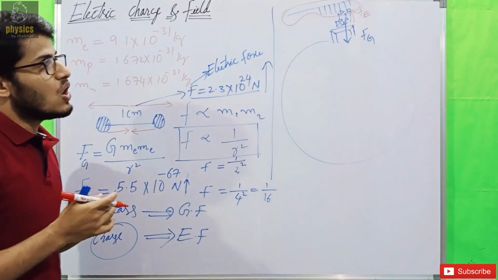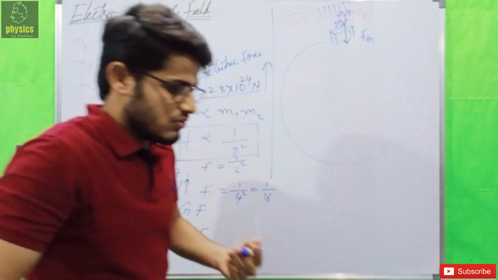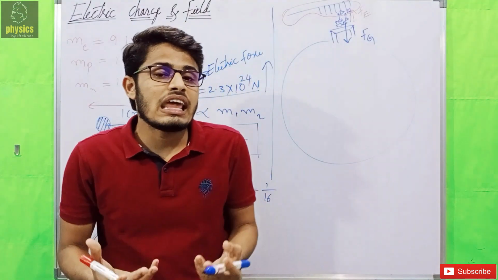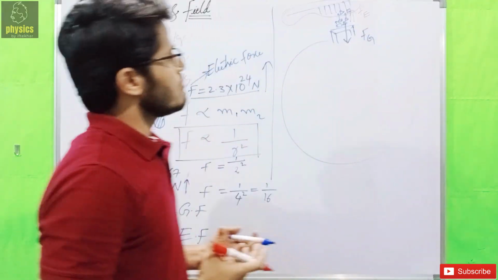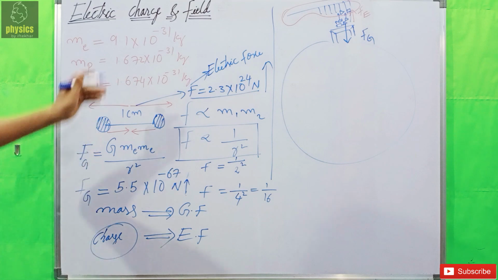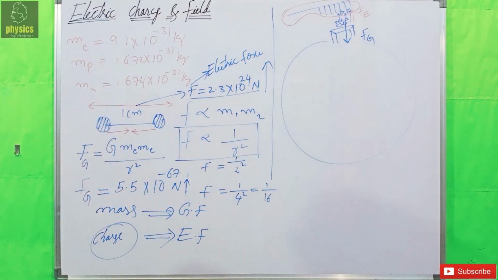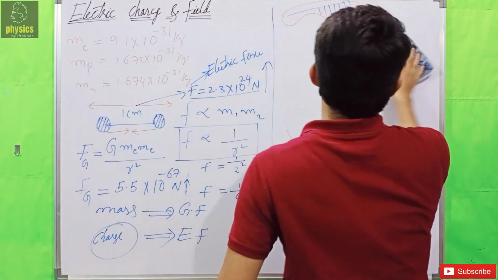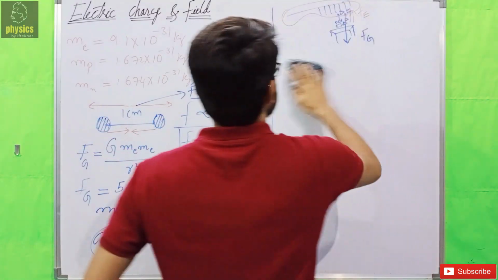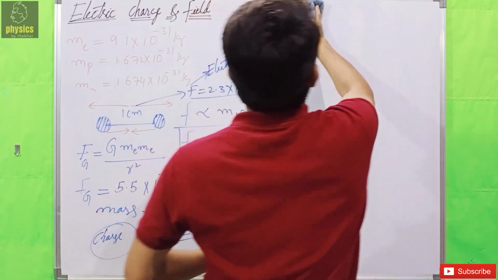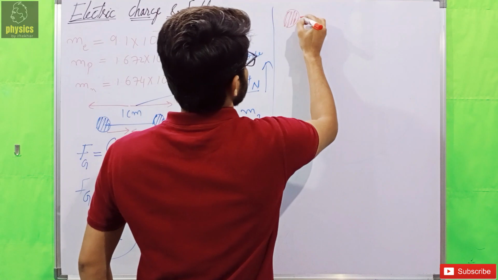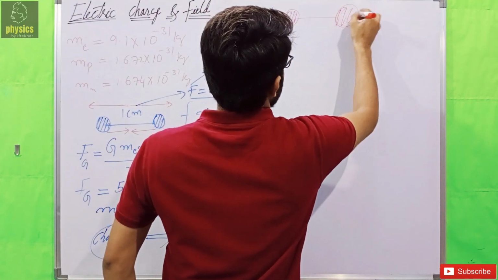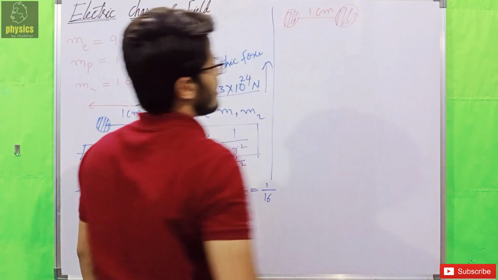So that's how you can get the feeling of how big the electric force is as compared to the gravitational force. You're getting my point? Now we will do the same experiment with protons also. Let's take two protons, separated by 1 centimeter.